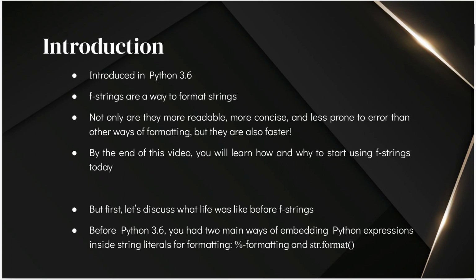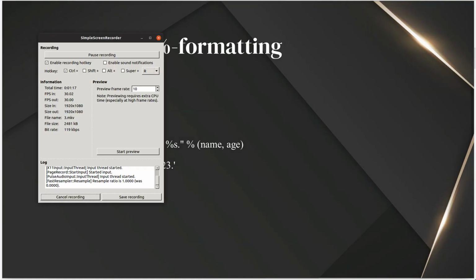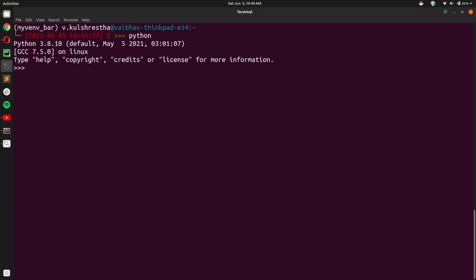So first, let us discuss what life was like before f-strings came into the picture and how f-strings improved that situation. Before 3.6, you had two ways of formatting or embedding Python expressions inside string literals: percent formatting and str format. First, let us talk about percent formatting. Okay, so let us go back to our Python console. As you can see, I am using Python 3.8.10, which is a version released after 3.6.